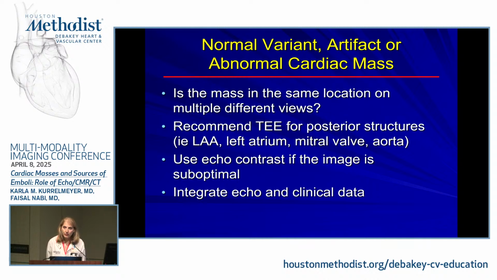For posterior structures, TEE is your friend because the esophagus sits right next to those posterior structures. So if it's a posterior mass, consider a TEE. If it's an anterior mass, probably not going to get much better visualization with the TEE because the transthoracic probe sits right next to those anterior masses. If the image is suboptimal, use echo contrast in those 10 to 15% of patients to bring out those masses. And also you need to integrate the echo and the clinical data to help you determine whether or not it's an abnormal cardiac mass or a normal variant.